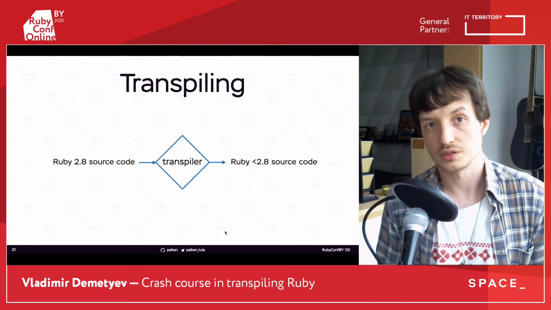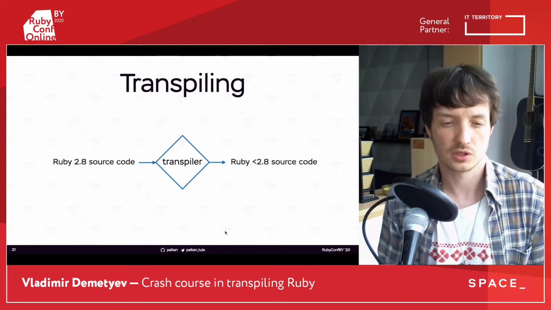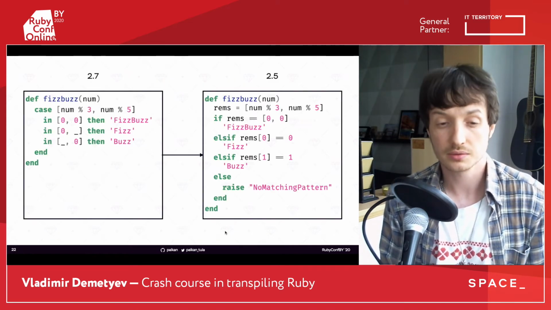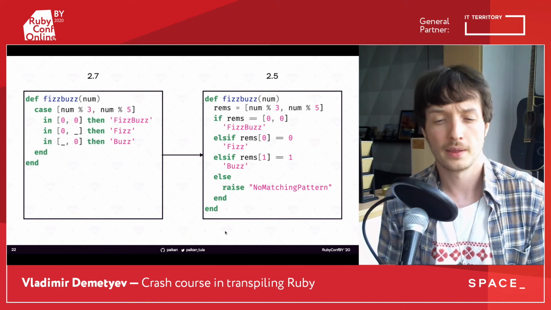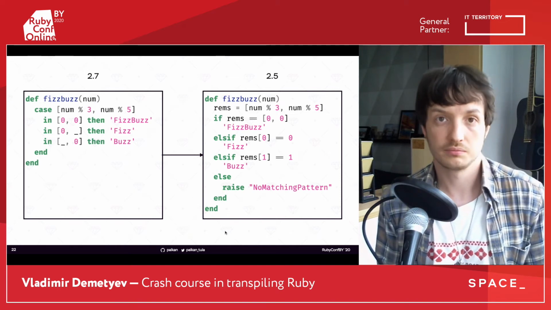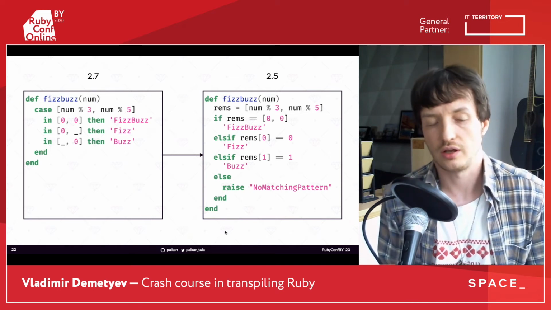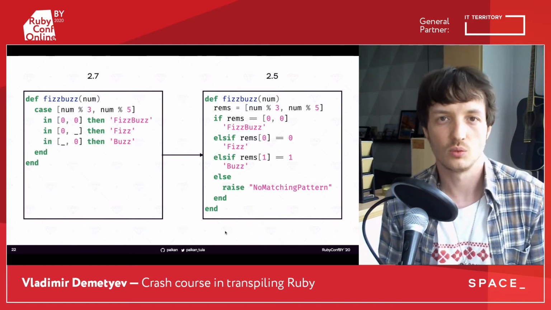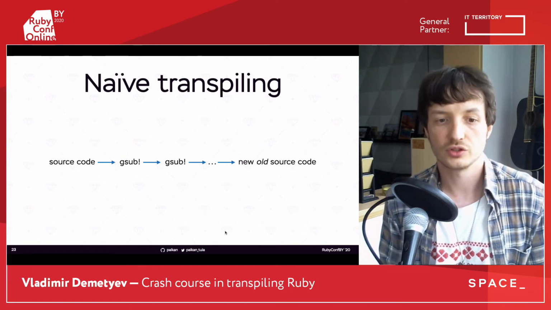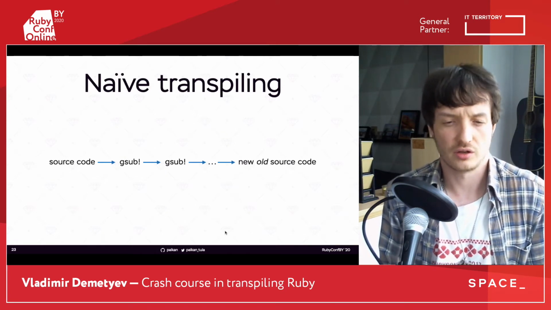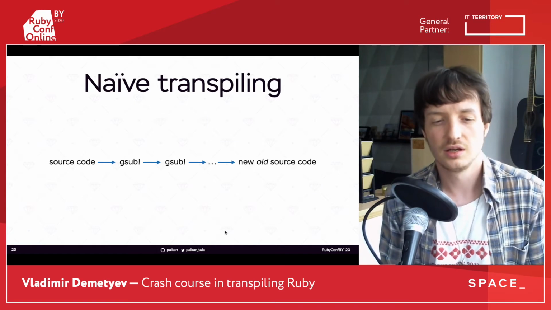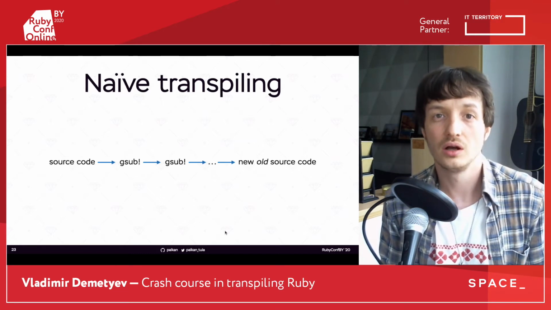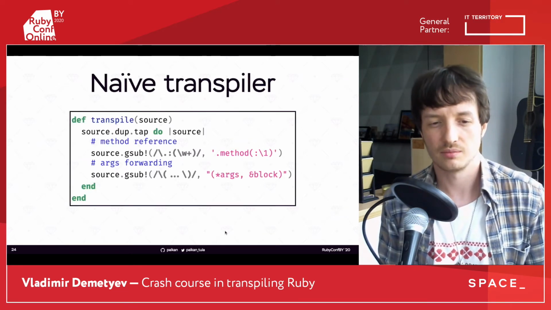So how can we do this? We can do this by hand. Let's rewrite pattern matching into a bunch of ifs and elses. That's how it could look. Or another naive approach: we can just replace the new syntax with something working on the older versions, and we can use, I don't know, a regex for that, like this. And that could work at some level for some of the features, like method reference.